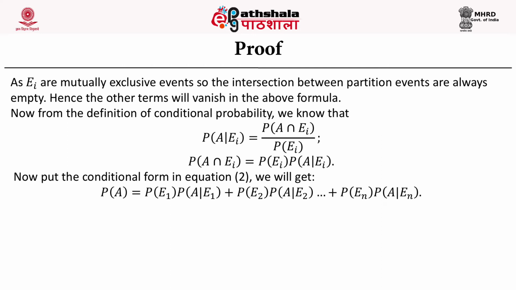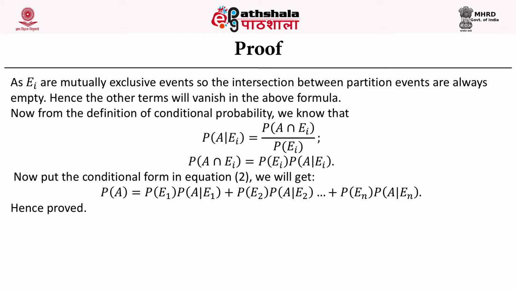Now put the conditional form in equation 2. We will get probability of A is equal to probability of E1 into probability of A given E1, plus probability of E2 into probability of A given E2, plus probability of En into probability of A given En. So hence we prove the result: using the result of conditional probability, you can derive the result for the total probability theorem.